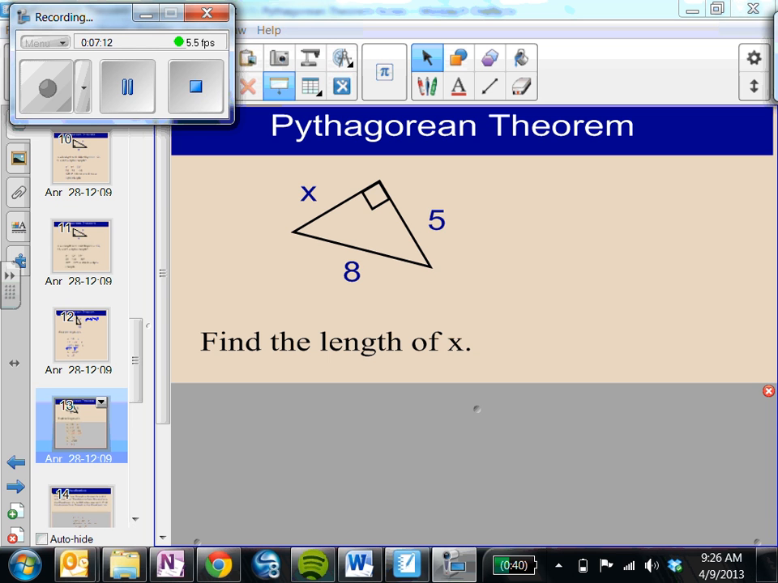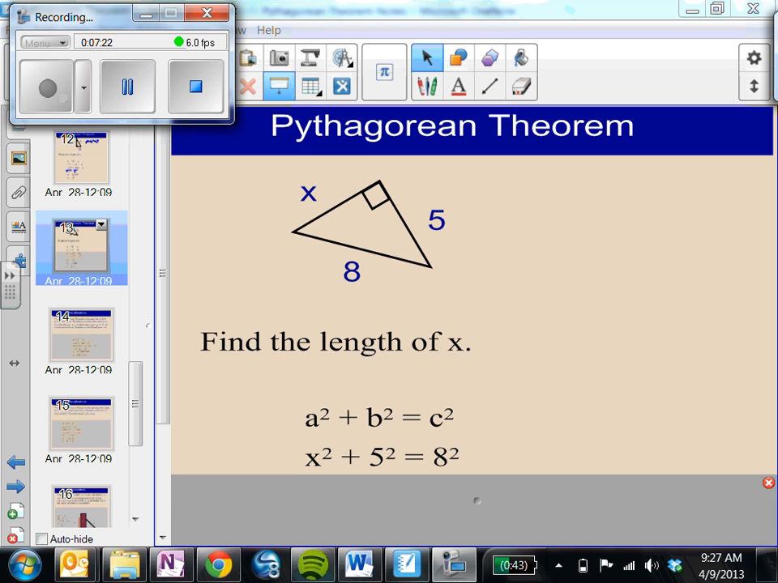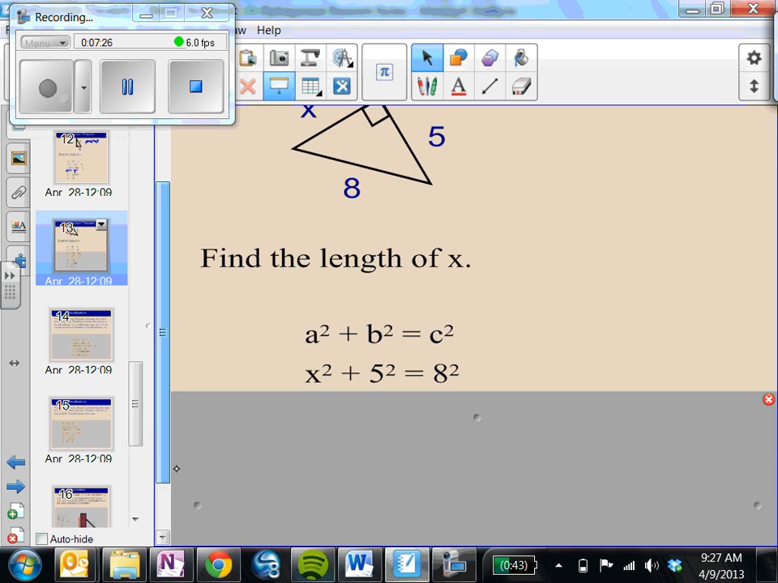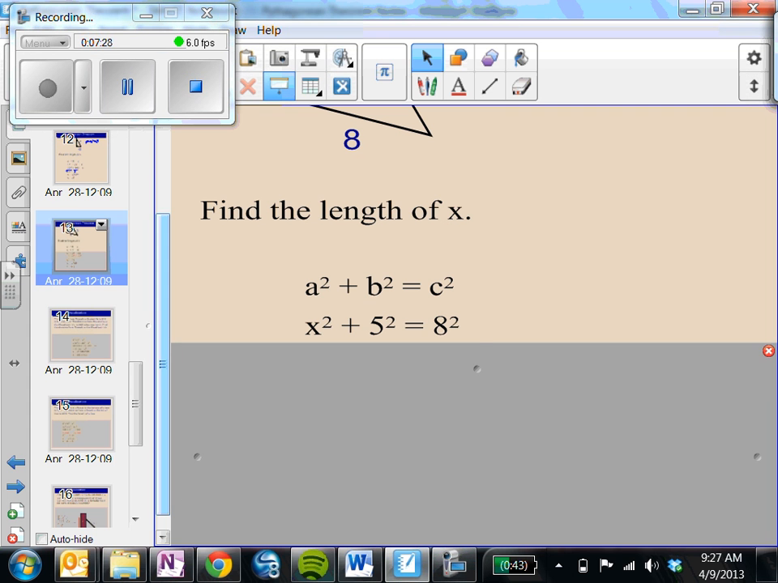So now find the length of x. Notice that in this case it's a leg, it's not a hypotenuse. Make sure you substitute your numbers into the formula and show all your algebra. So the first thing you do is your substitution step. It doesn't matter if you let x be your a or b in your formula.